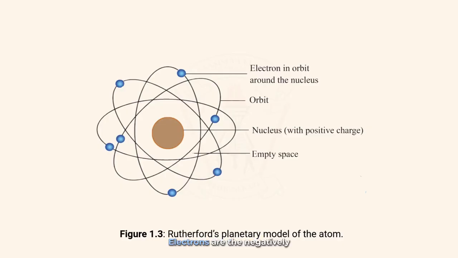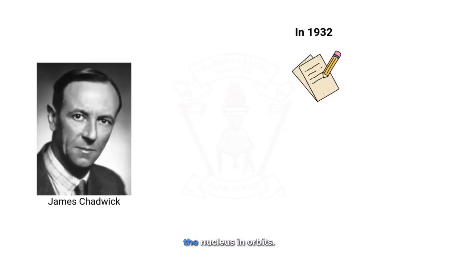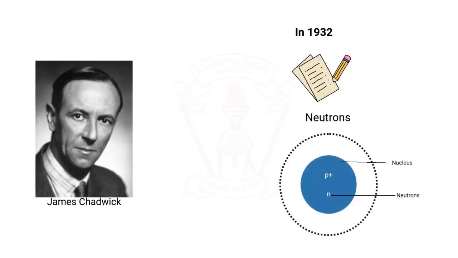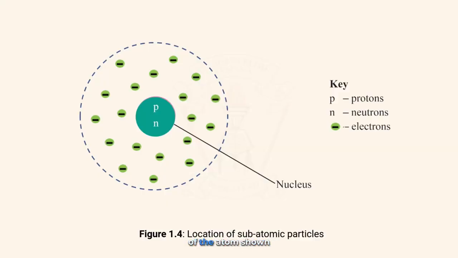6. Electrons are the negatively charged particles in an atom. They move around the nucleus in orbits. Rutherford thus developed the planetary model of the atom shown in the figure displayed.